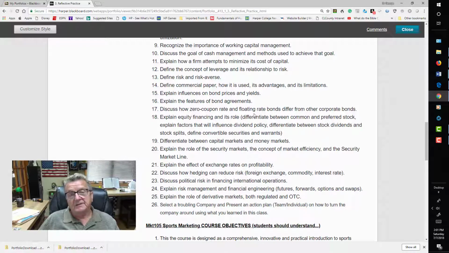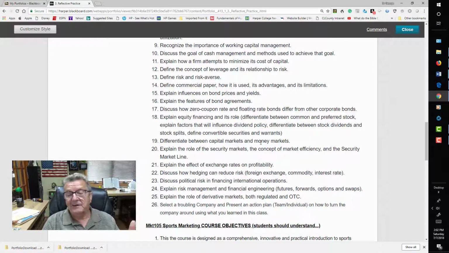Explain zero coupon rate, floating rate. Zero coupon basically means I don't get paid until the end, after the bond's done. Or with the other ones, I have a coupon rate where every quarter I pay out. Differentiate between capital markets and money markets. A lot of times in capital markets I could borrow from other individuals. When I look at money markets, it's money I could get through the banking system.